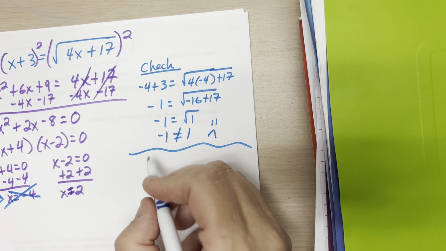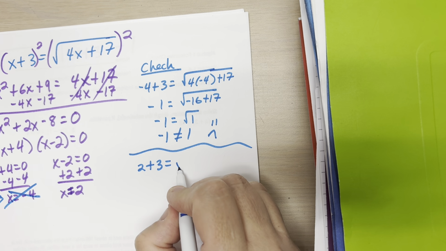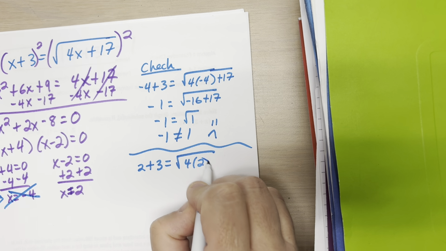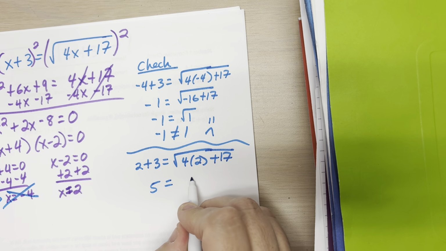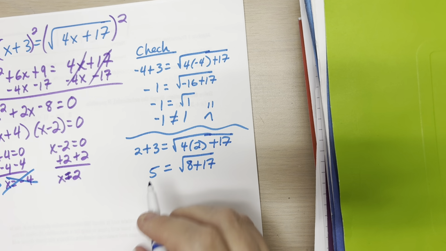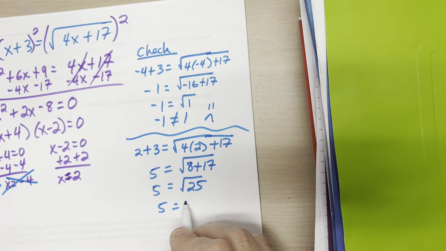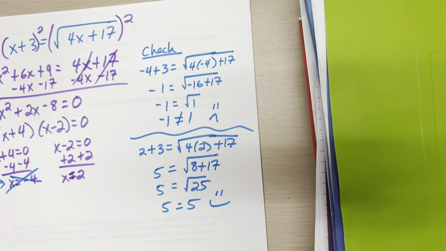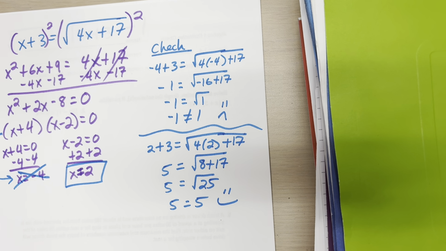Let's try the other one. We've got 2 plus 3 equals the square root of 4 times 2 plus 17. 5 equals the square root of 8 plus 17. Oh, look at that. 5 is the square root of 25, which is a true statement. Hooray! So x does in fact equal 2 in this equation.